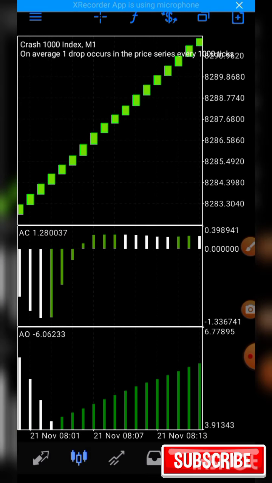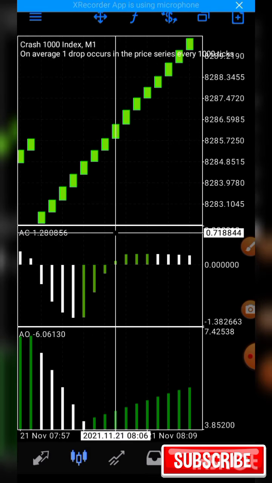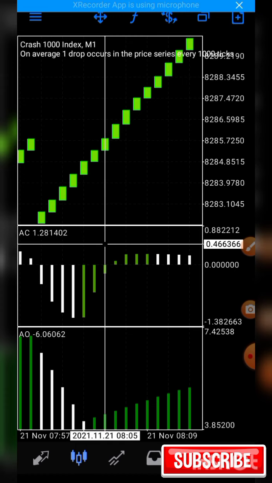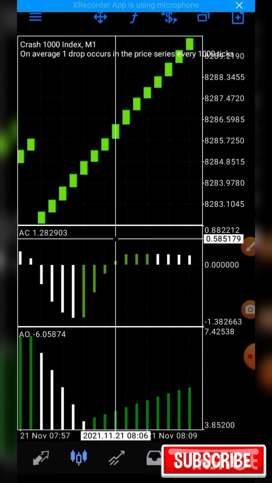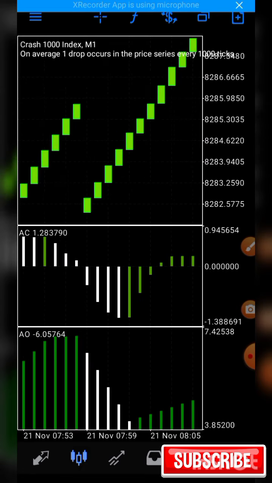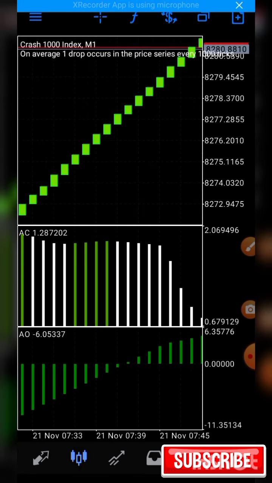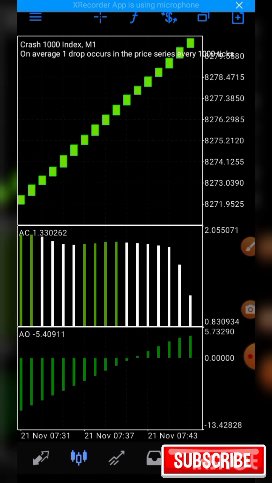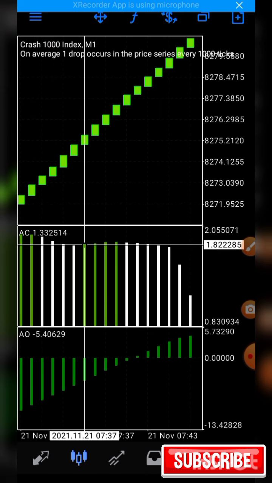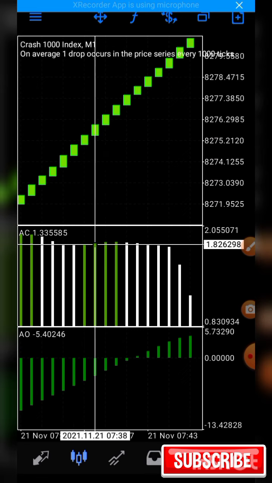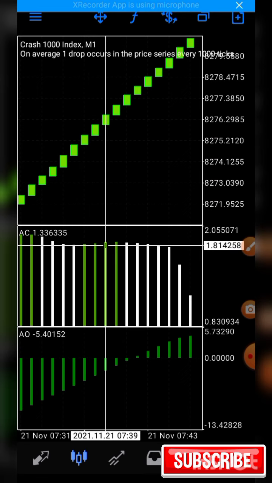This is another trade again. 1, 2, 3. You are out of the market. You are out for good. Now let's look for another trade again. This is another trade. You see here the AC and the AO all becoming green. So you take 1, 2, 3 candlesticks and you are out of the market.